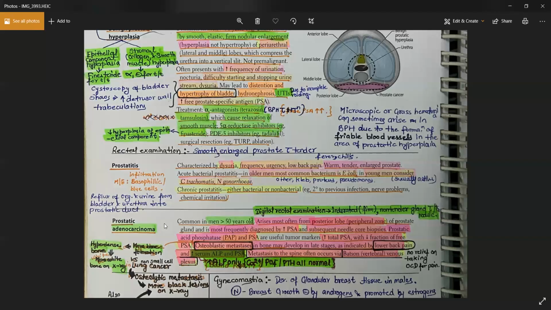External or internal? Internal. Think about it again. I think it was external. I'm not sure. Let me check it. Just give me a second.